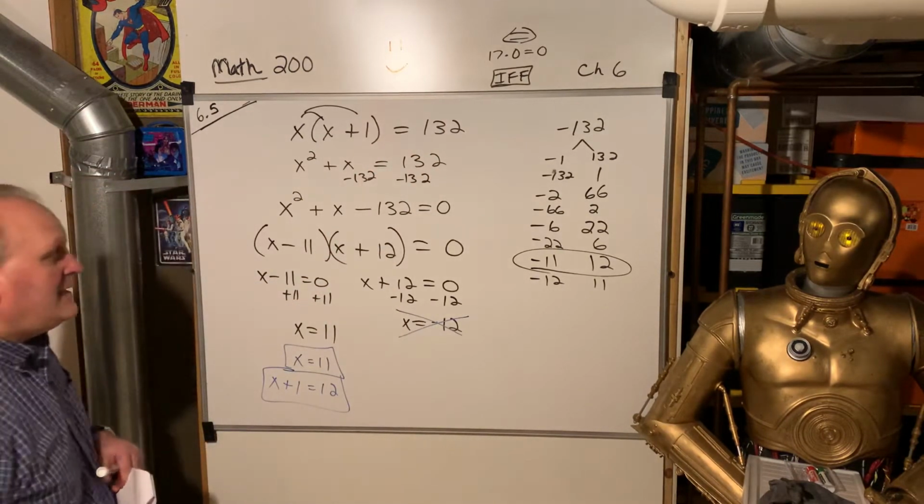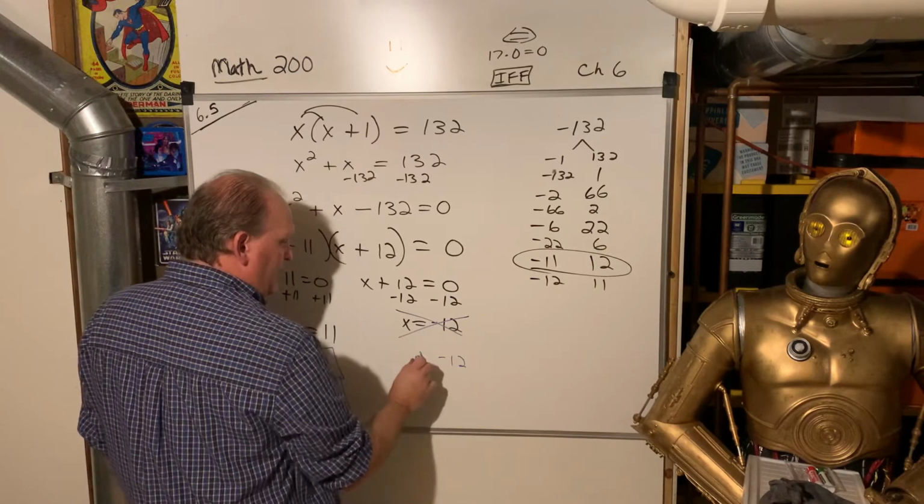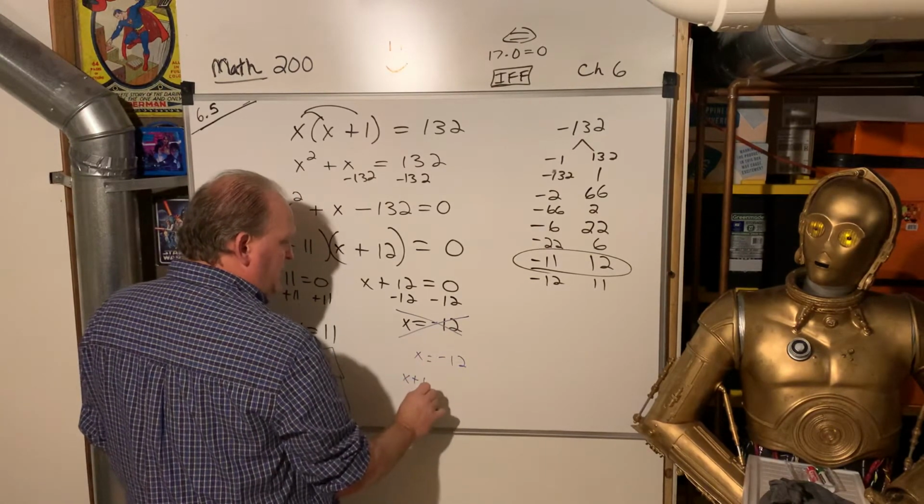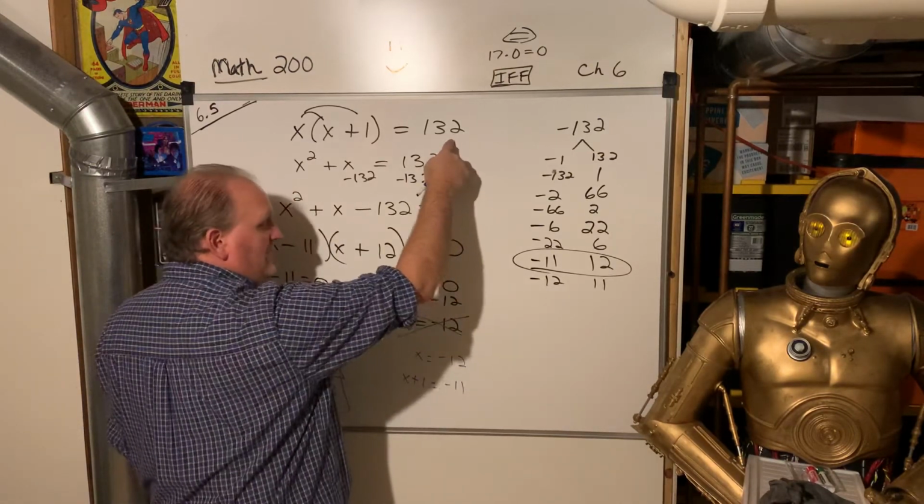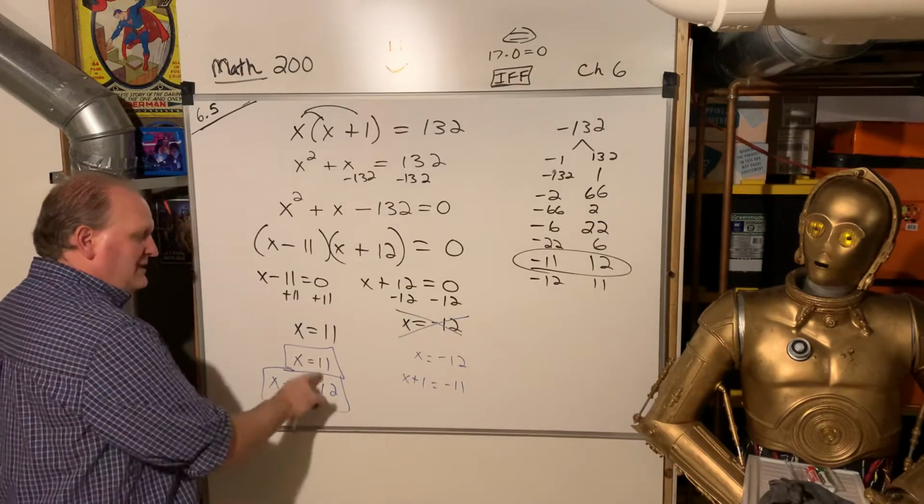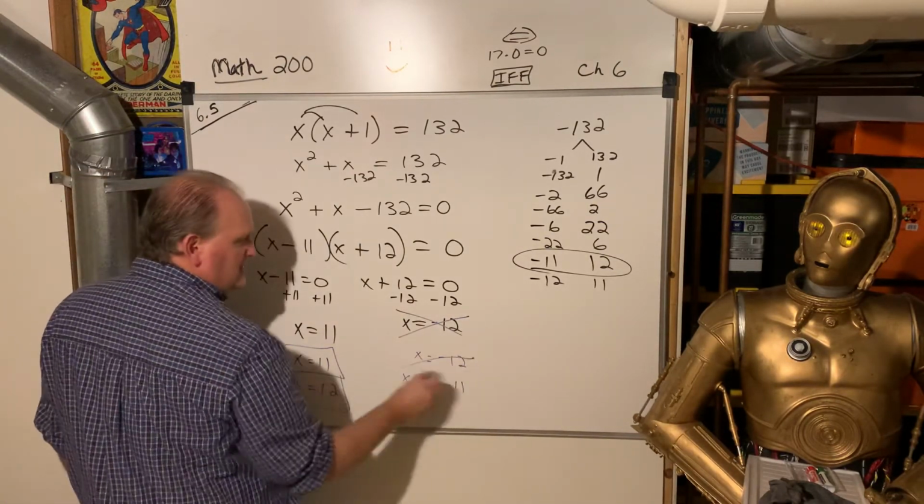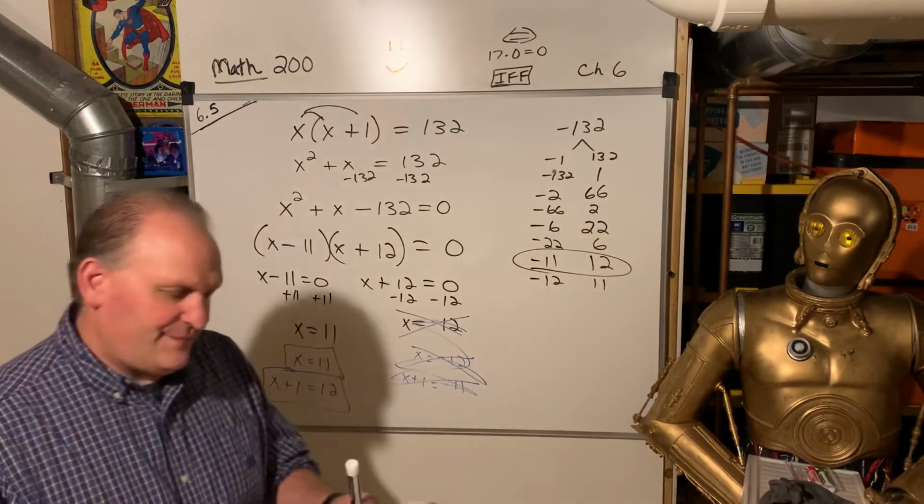All right. Now, some of you might have said, no, but negative 12 and then x plus 1 would be negative 11, and negative 12 times negative 11 is also 132, positive. It is. All of that is true, except they stipulated they only wanted the positive answers, not the negative answers. So that's why those are garbage. All right.